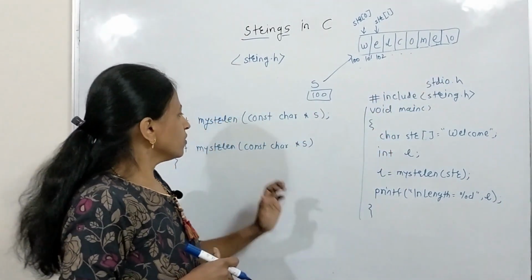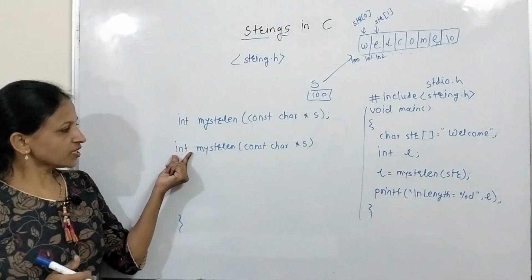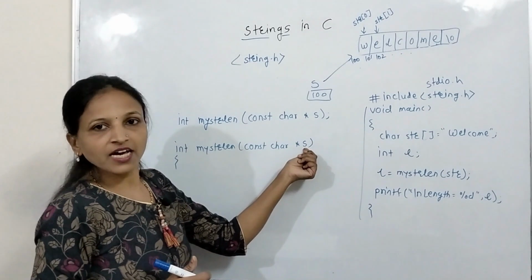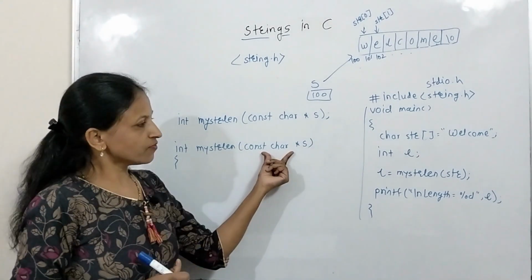Getting it? Now how to do that? See, the return type is integer, the function name is mystrlen, and here const char star s. Now why this one?